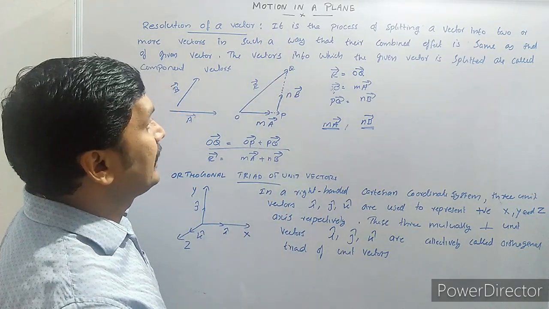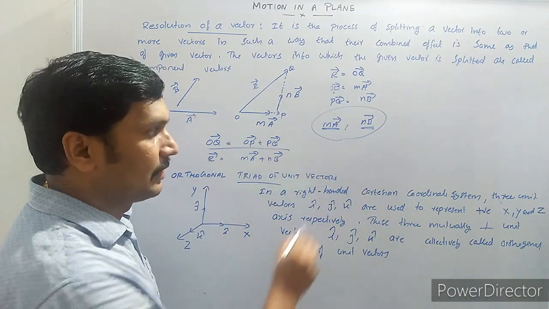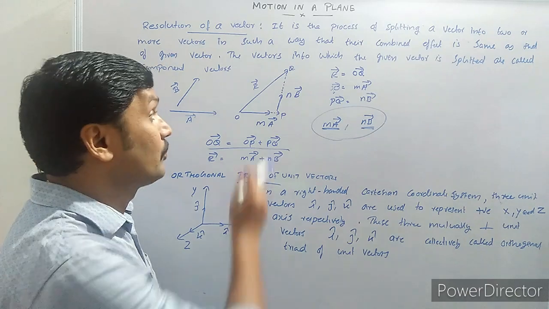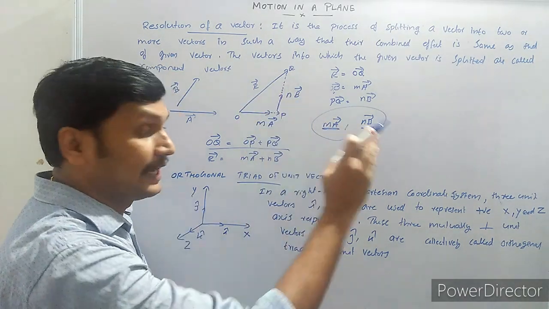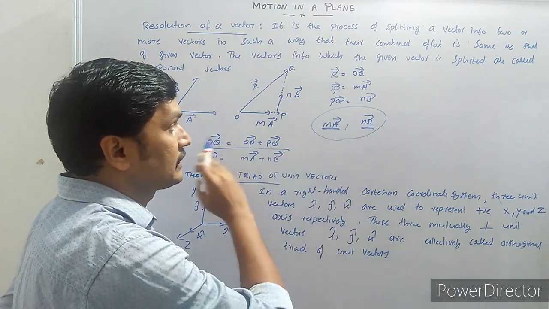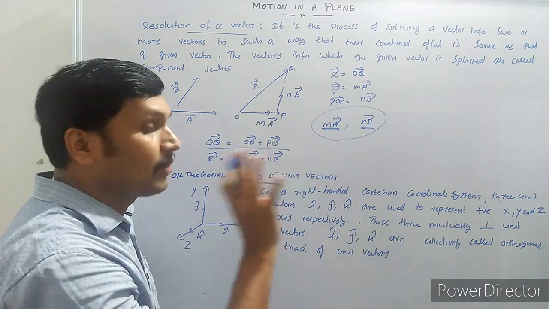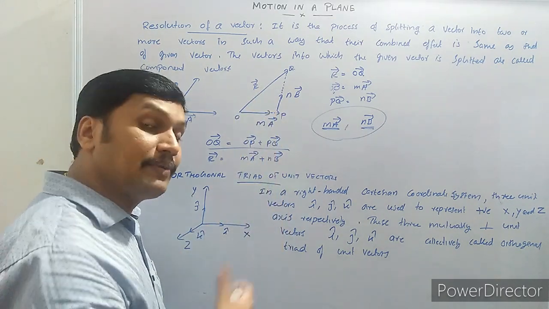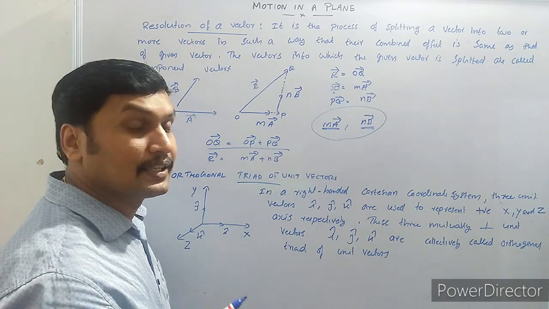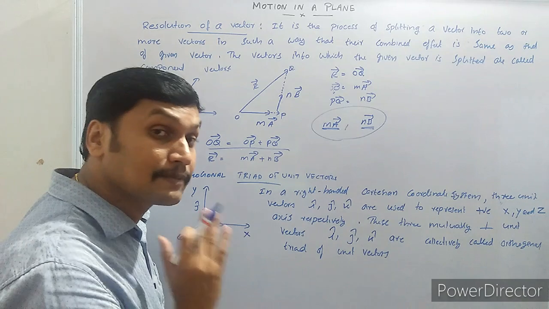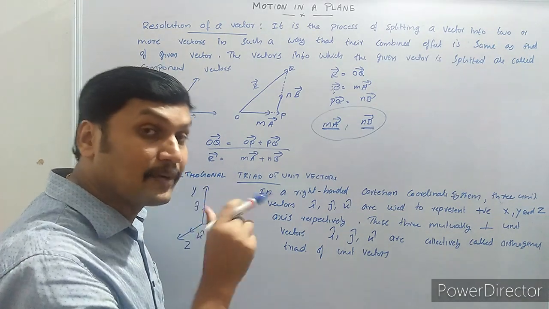Together we call them the component vectors. Vector mA and vector nB are components of vector R. Here mA is the component along the direction of A and nB is the component along the direction of B. Now we write the vector R as the sum of two other vectors. Any vector can be written so. This process is known as resolution of a vector. Actually, it's a splitting. We have split the vector R into two vectors and written it as the sum of two vectors.